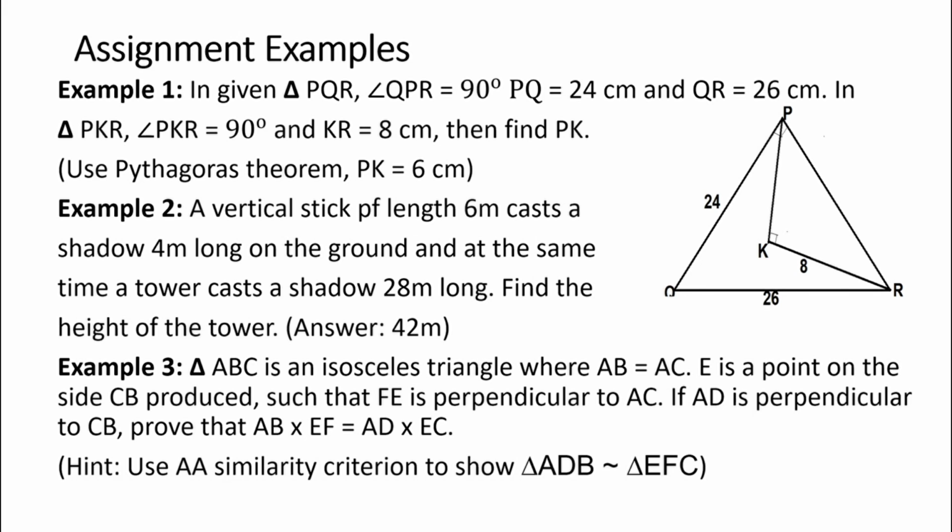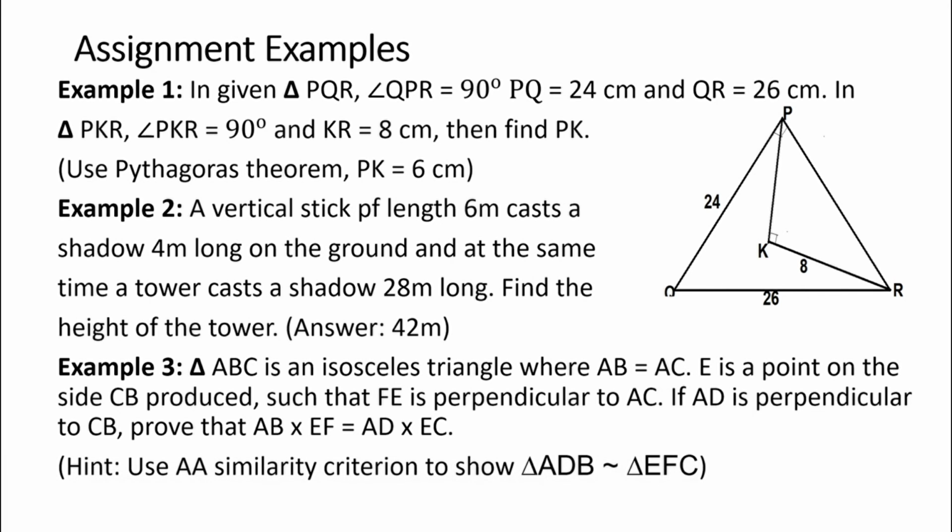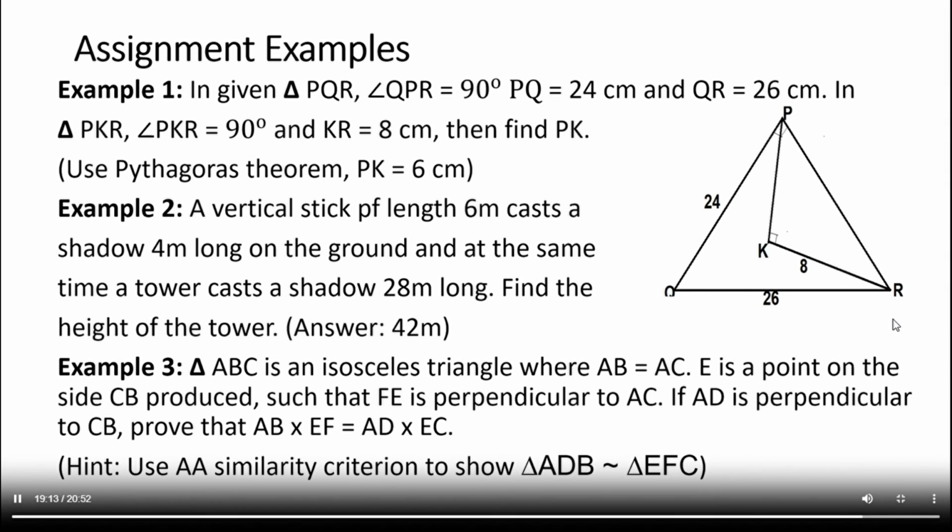Next example, a vertical stick of length 6 meter casts a shadow 4 meter long on the ground, and at the same time a tower also casts a shadow of 28 meter long. Find the height of the tower. Here you will get two triangles and you will be able to establish a similarity between them. So the answer would be the height of the tower would be 42 meters.